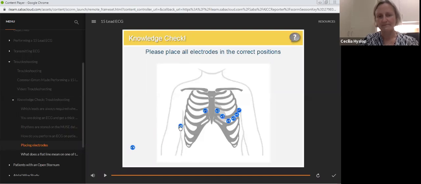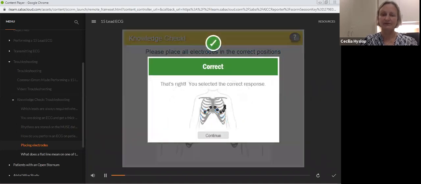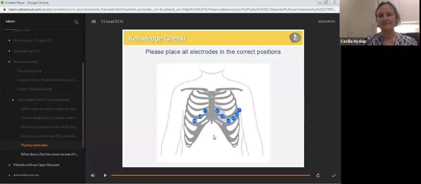Mid-clavicular line, 5th intercostal space. Okay, and then we're going to put V3R halfway in between. Okay, that's the correct placement for a standard 15 lead ECG.